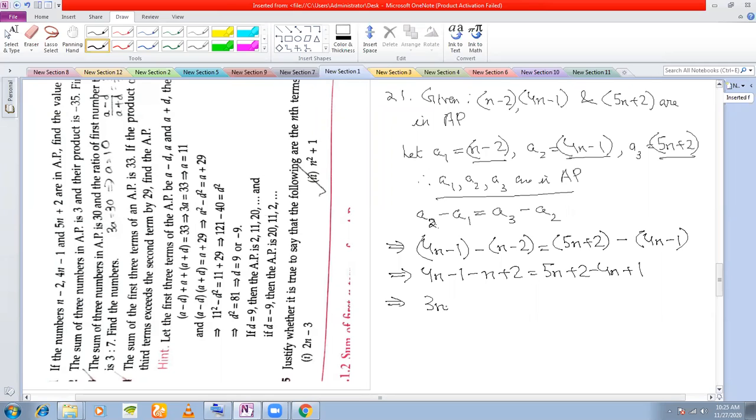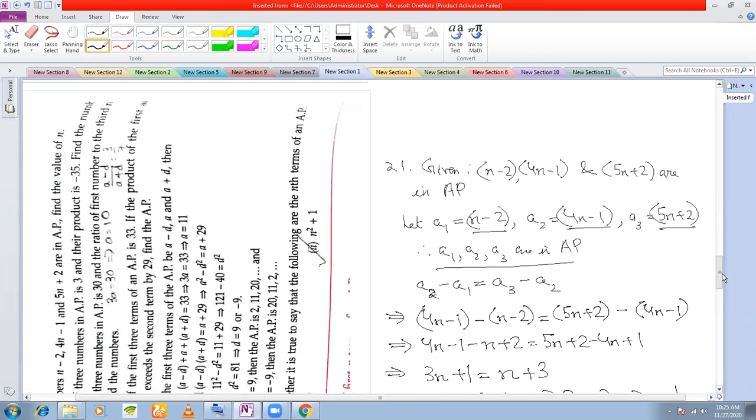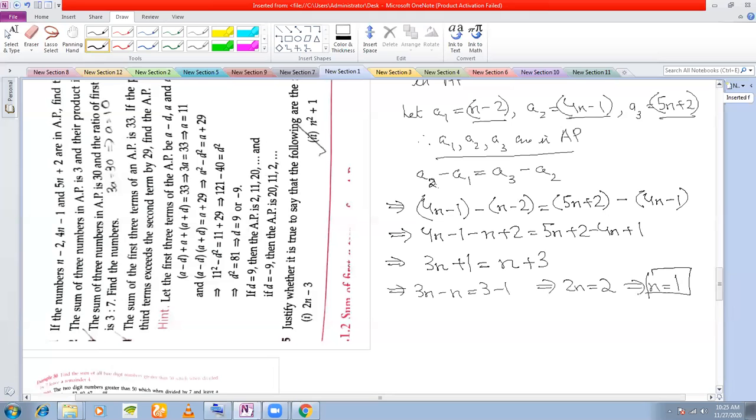4n minus n is 3n. This is plus 1 is equal to n plus 3. 3n minus n is 3 minus 1. That means 2n is 2. That means n is equal to 1. So getting the value of n as 1. And that was the question. Find the value of n. Okay, so found out the value of n as 1.